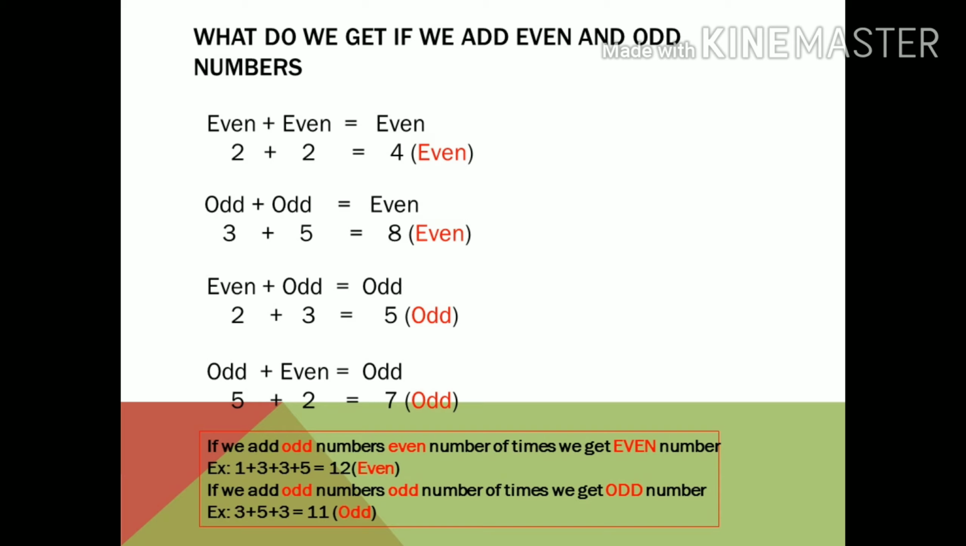If we add odd numbers odd number of times, we get an odd number. For example, 3 plus 5 plus 3 is equal to 11, that is odd number. Here we are adding odd numbers odd number of times, that is 3 times, and we are getting an odd number.